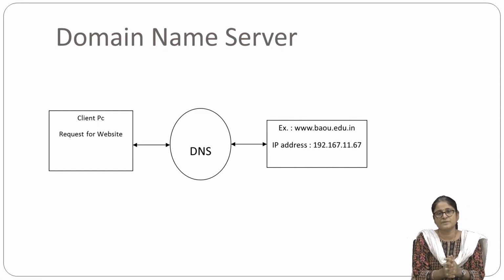So for example, if you specify www.bau.edu.in, right? The domain name server will map this domain name into its corresponding IP address, right? And the request will be sent to the web server specifying the IP address, right? So finally, the web server will look at where the request is coming from, from which IP address, so that it can send the response to that specific IP address only, right?